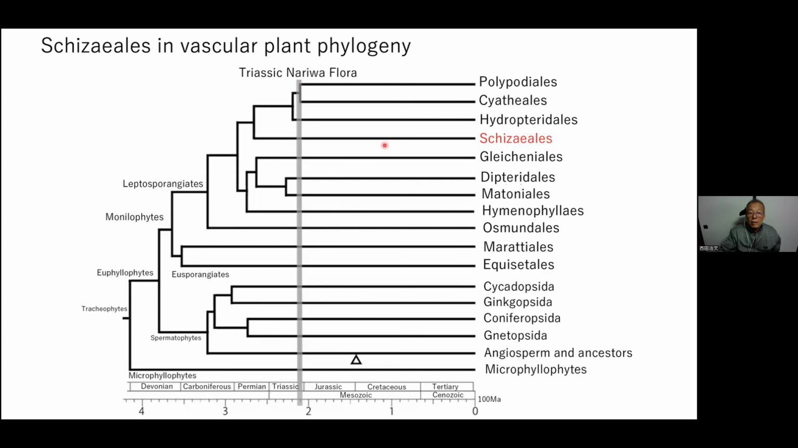And the Schizaeales are one of the two major groups of leptosporangiate ferns, and one group contains Gleicheniales, Dipteridaceae, Matoniaceae, and Hymenophyllaceae. And the other group, Schizaeales, are a rather primitive group, and then divided into Hydropteridales and Schizaeales, tree ferns, and other mostly recent ferns.